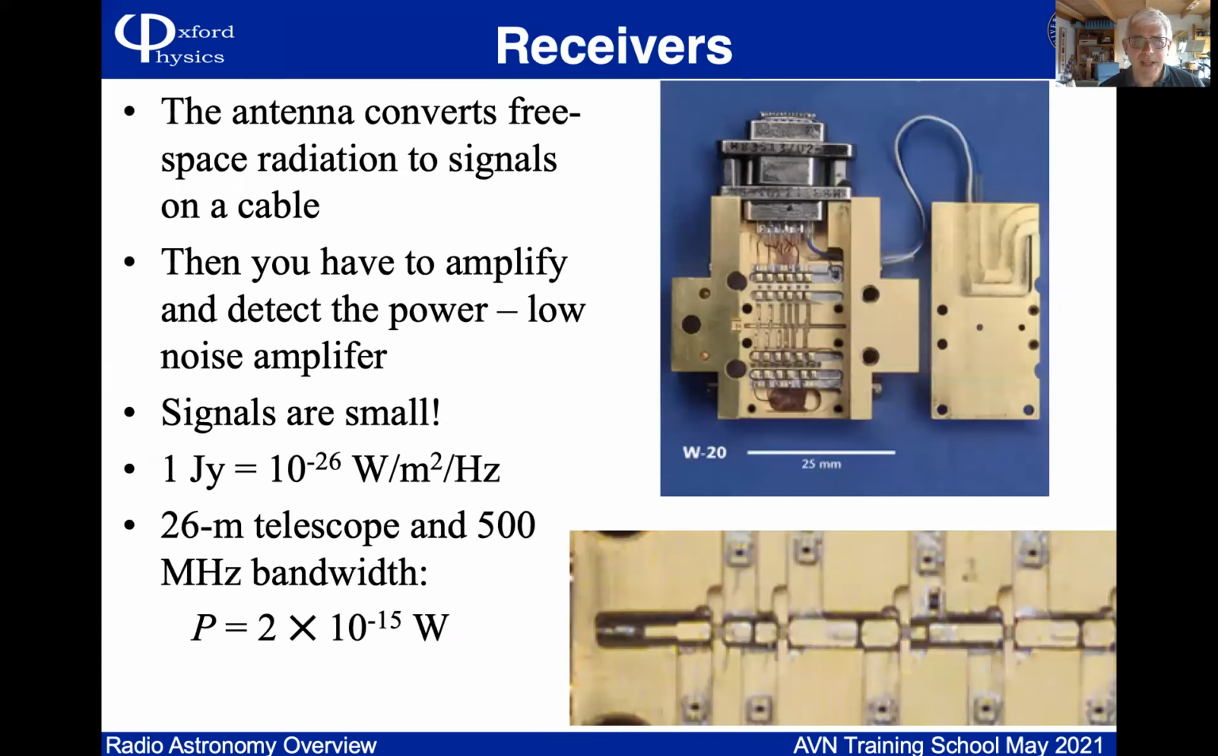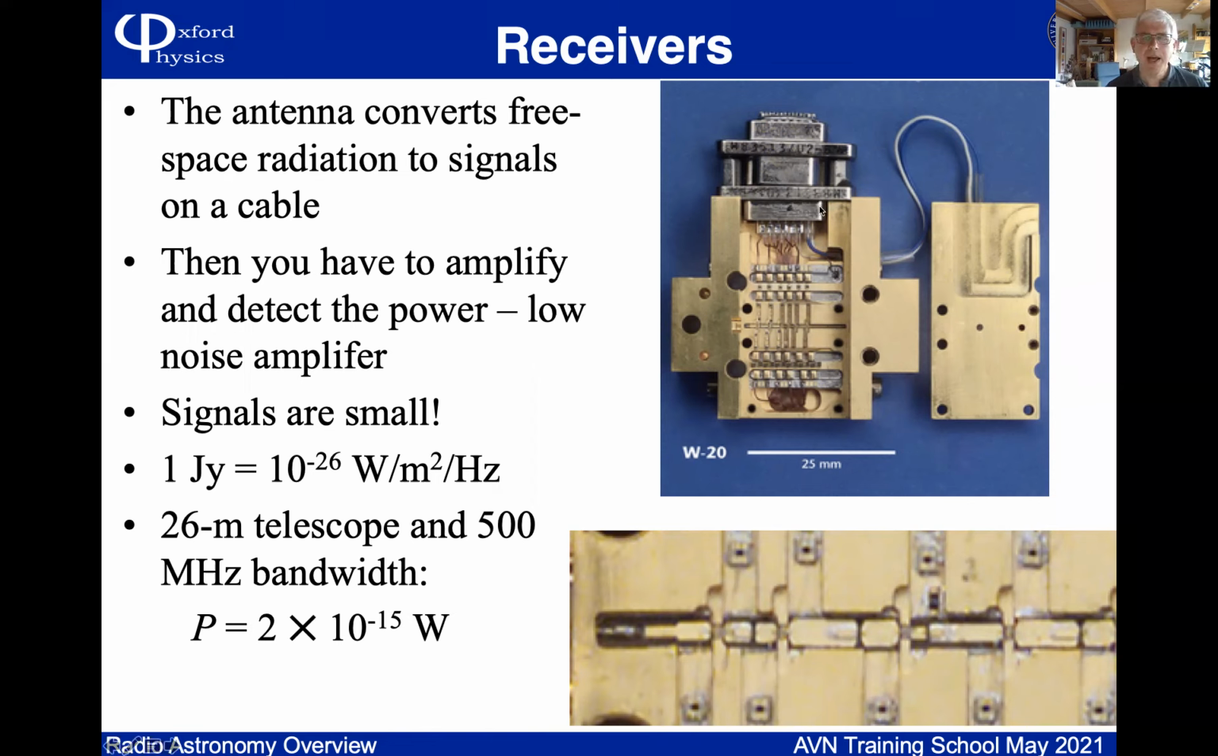So once the radiation has got into your antenna, it's essentially become a voltage on a piece of wire. And now we're into the realm of electronics, because we have to deal with that voltage and amplify it and detect it. So the first thing you have to do is amplify the signal. You want to do that whilst adding as little extra noise as possible, because the signals are exceedingly small.